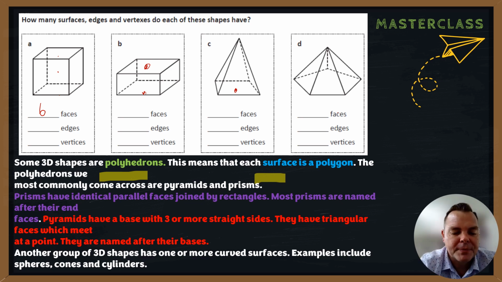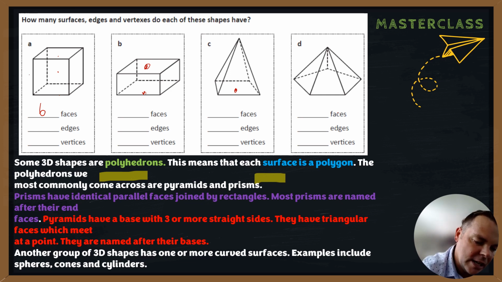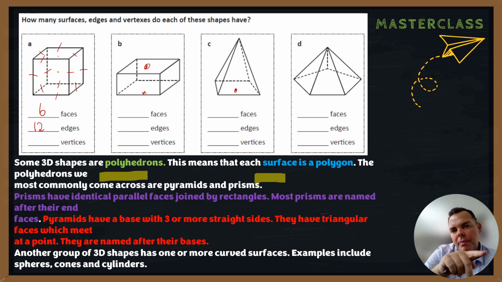Okay, how many edges has it got? Well, these are edges here: 1, 2, 3, 4, 5, 6, 7, 8, 9, 10, 11, and 12. There are 12 edges. Vertices are where 2 lines intersect, okay? See how we've got lines that meet up here? There's 1, 2, 3, 4, 5, 6, 7, 8. There are 8 vertices.